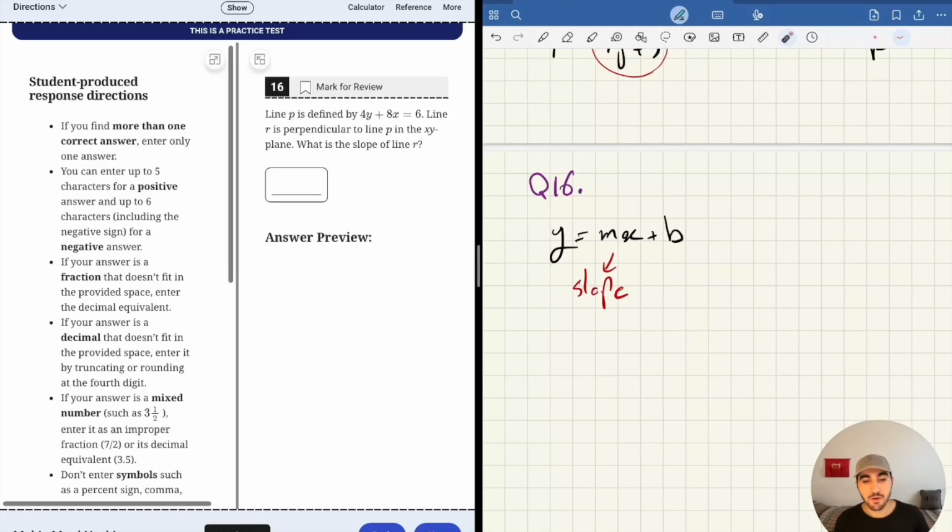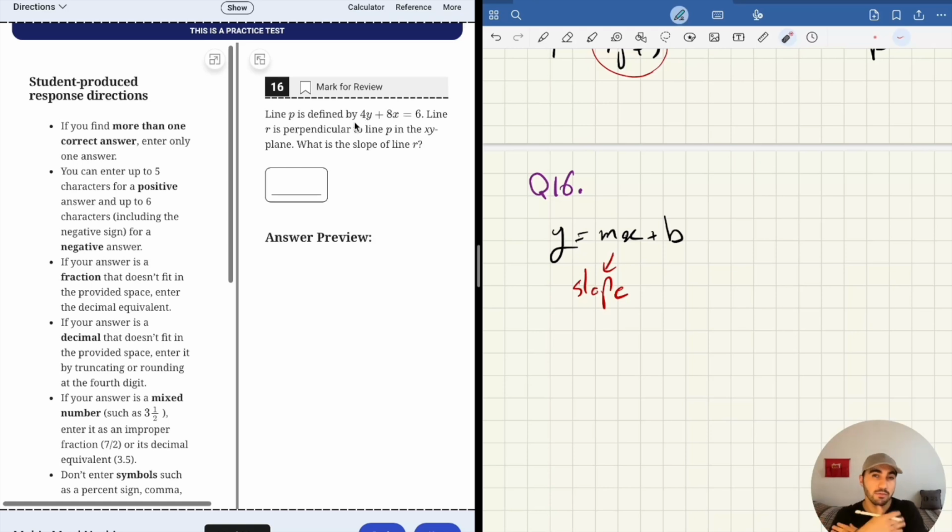Question 16. Line P is defined by this equation. Line R is perpendicular to line P in the xy plane. What is the slope of line R? Alright, we have line P, and line R is perpendicular to line P. So when two lines are perpendicular, the slope of line R is going to be the flipped and opposite sign of the slope of line P.